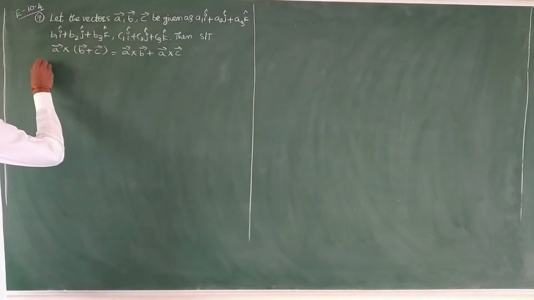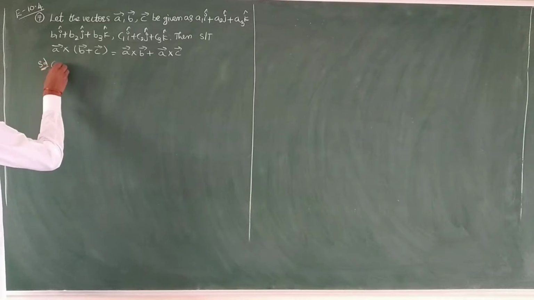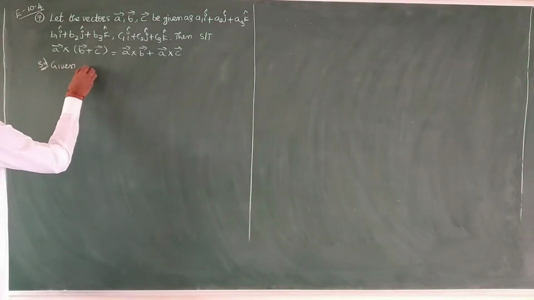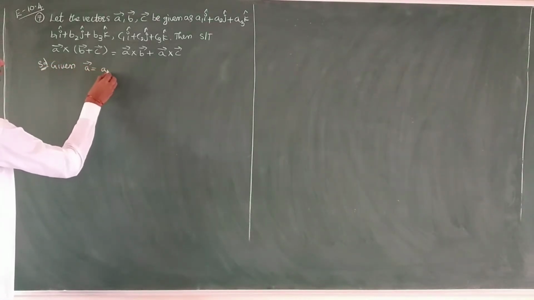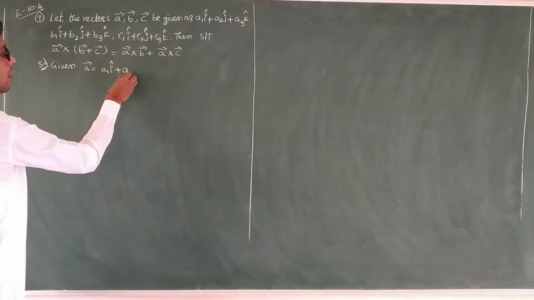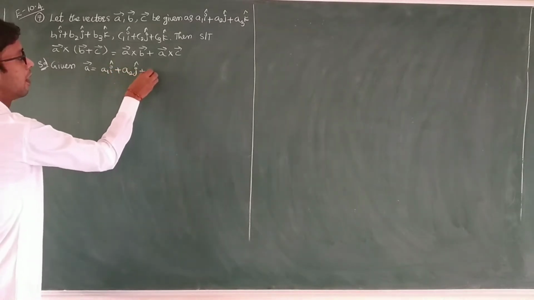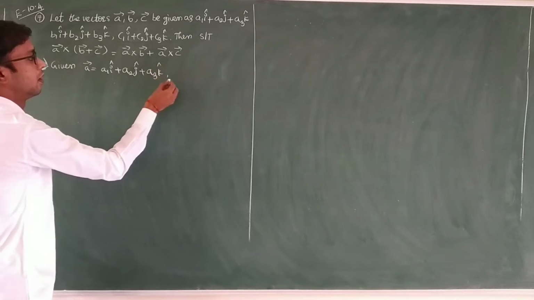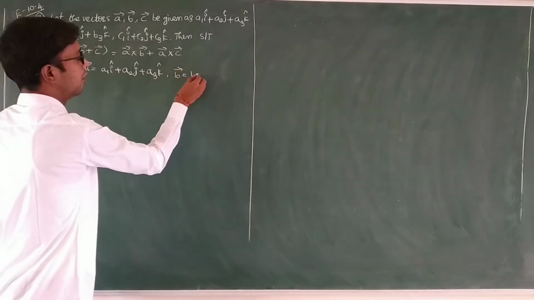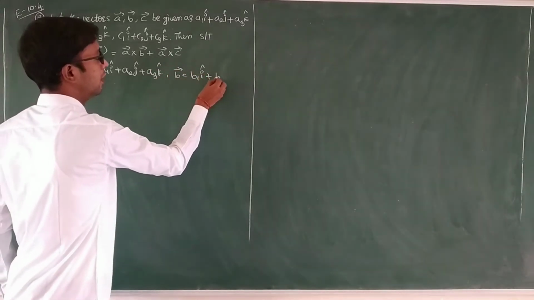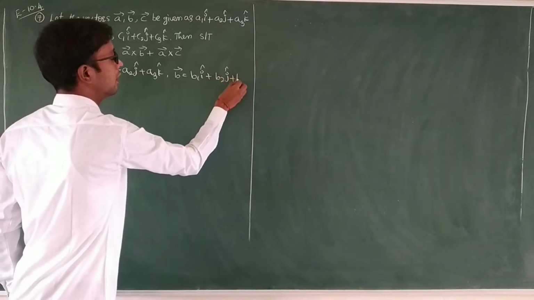By this problem we will prove this one. So here, first of all I will write the given: a bar equal to a1 i cap plus a2 j cap plus a3 k cap, b bar equal to b1 i cap plus b2 j cap plus b3 k cap.